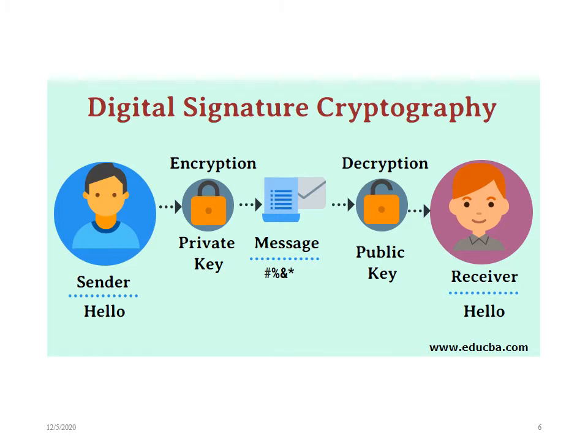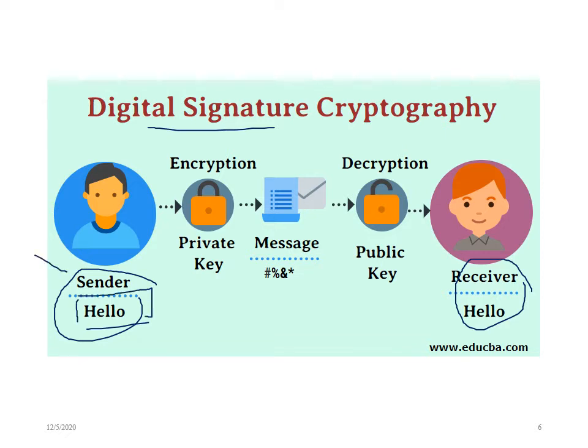So this is the picture view of a digital signature. Say for example, there is a sender and there is a receiver. Hello is the message I am going to send to the receiver. In the digital signature, this hello should be authenticated, that it has originated from a particular authentic sender, right? This has to be ensured here with the help of the digital signature. So hello is the message, and it has to be received by the receiver.